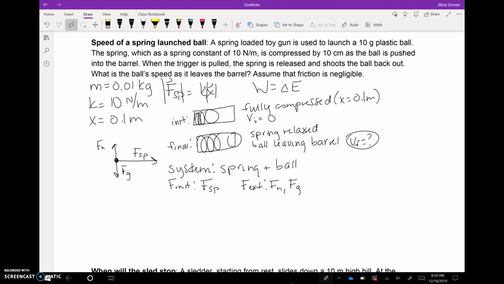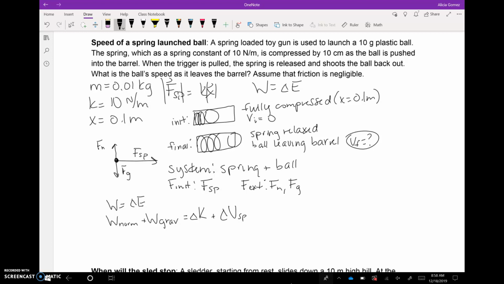So therefore, when we apply our work energy theorem, work is equal to change in energy. Work is done by external forces, so it's the work done by our normal force plus the work done by our gravitational force is equal to our change in energy. Now we need to think about what energies we have to worry about. We always need to worry about change in kinetic energy. And then looking at our internal forces, we've got spring force, which means we're going to be using spring potential energy, plus change in spring potential energy.